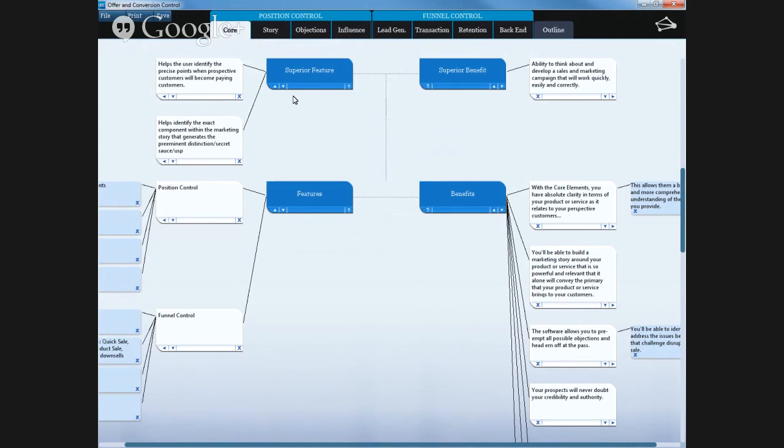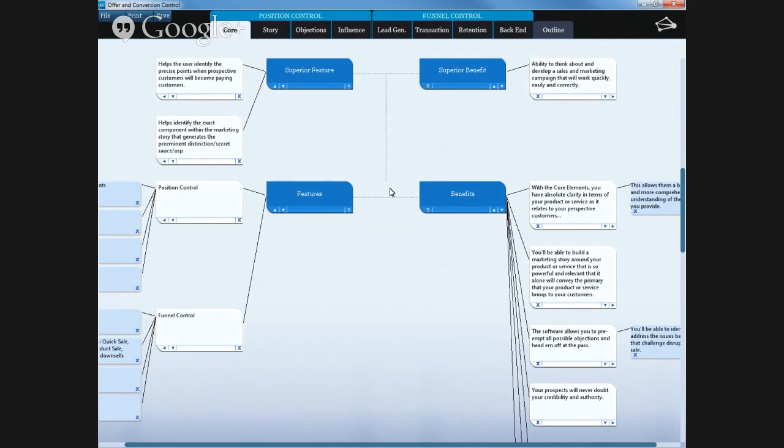And then I think the more important one, the superior feature, is that we help the user identify the precise points when a prospective customer would become a paying customer. That's what I was just talking about. And then the second one is about story, identifying the story and linking your story to your message and to your product, which is what I mentioned earlier about story and preeminent distinction. So those are the real two powerful parts of this software as far as our positioning goes.